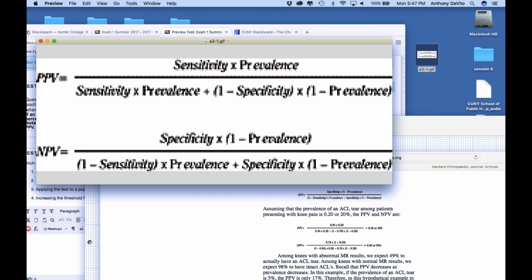That you would get that right. We don't want that. We want to know how much we got it wrong. So we would use 1 minus the specificity. If the specificity is 90%, 1 minus the specificity is 10%, meaning we would get it wrong 10% of the time. So the percentage of times we would get it wrong, times the percentage of people that didn't have the disease, would give us the false positives.